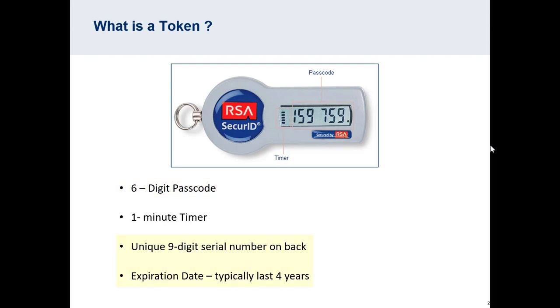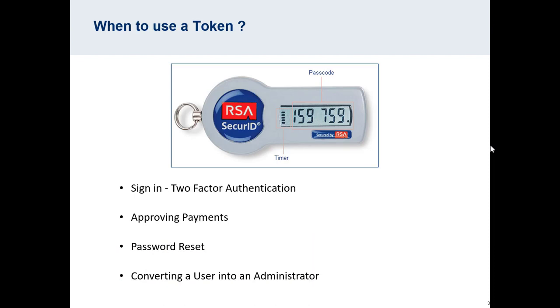You'll also notice on the back of the device is a 9-digit serial number and an expiration date. Tokens typically last 4 years. In terms of when you will use this token, there are a few scenarios. The first one you're likely to encounter is on the sign-in page of RBC Express.